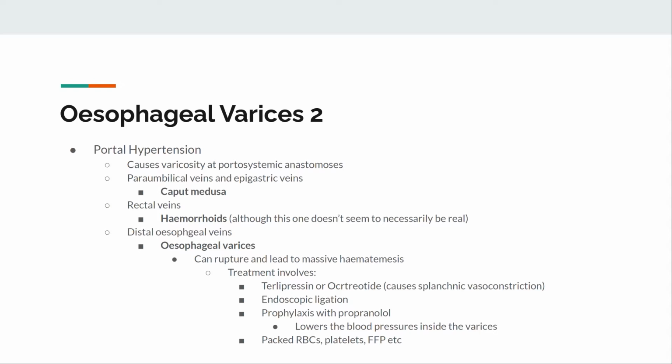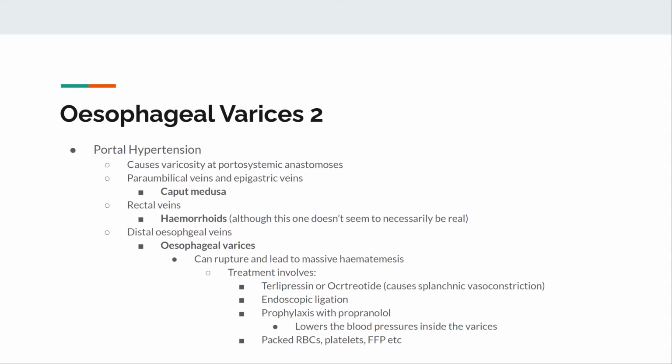And then at the bottom portion of the esophagus, there are other anastomoses, which can bulge and form esophageal varices. They're important because they can rupture and lead to a massive hematemesis, and you can lose a lot of blood in that vomit. So the treatment for that, interestingly, involves drugs like terlipressin and octreotide, which you should Google, but it's not about what they are.